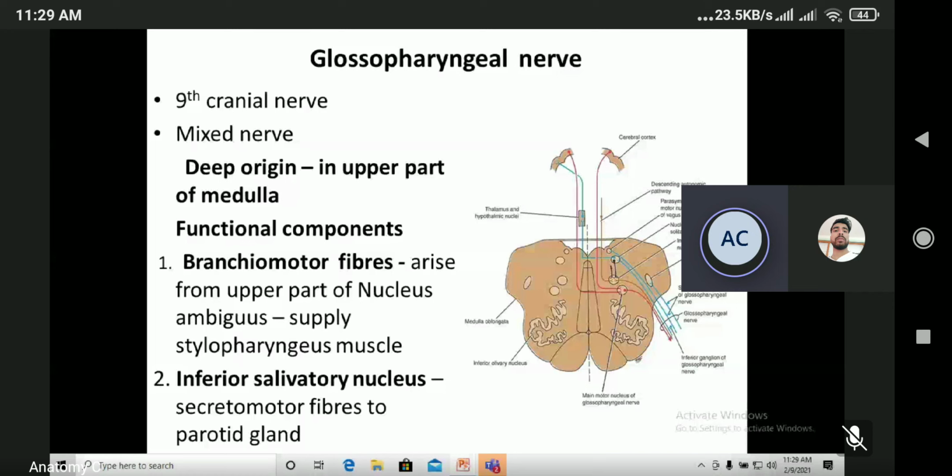Now, where is the origin of this nerve? It is in the upper part of the medulla. So the glossopharyngeal nerve lies in the upper part of the medulla oblongata. Now coming to its different functional components.